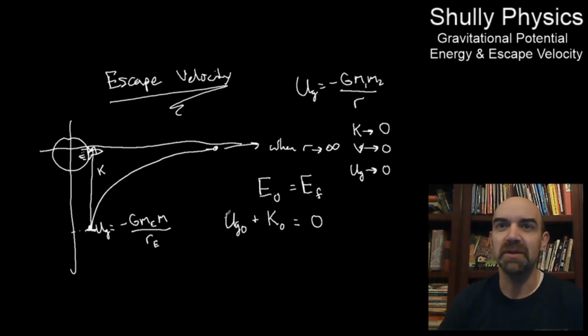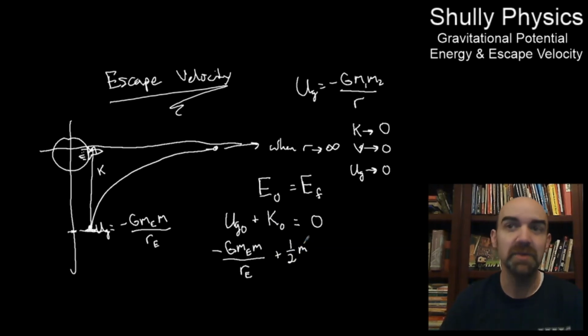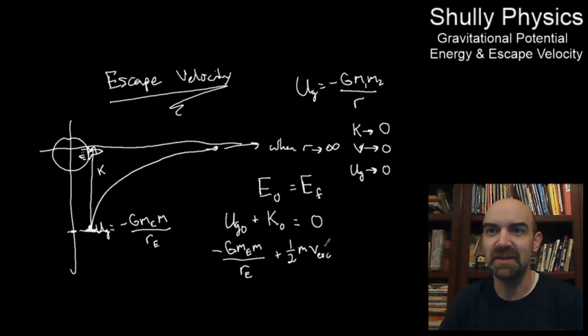Let's now plug in gravitational potential energy, negative G times mass of Earth times mass of our rocket, divided by radius of the Earth. That's where we're starting. Plus 1/2 mass of the rocket, I'm going to keep it as m to agree with the mass of the rocket over here, times escape velocity squared equals 0.